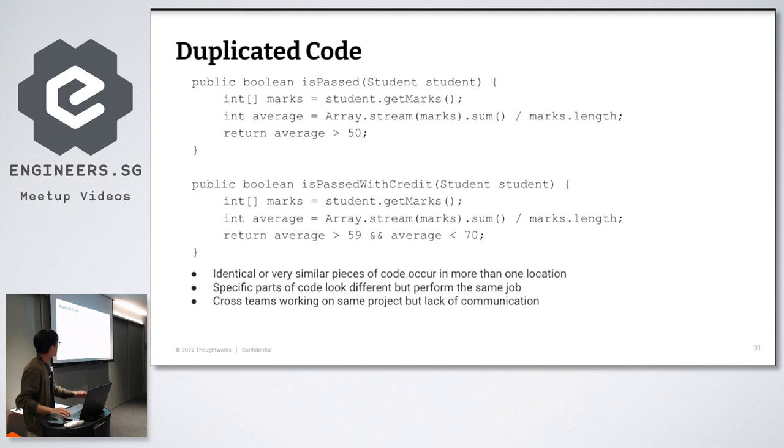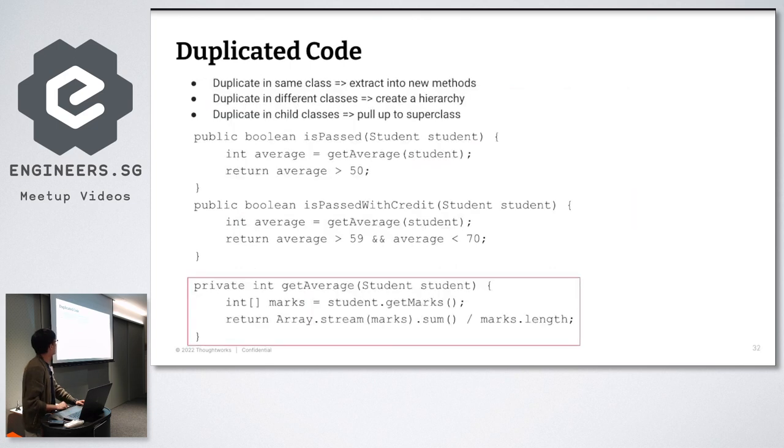So how can we refactor this kind of duplicated code? From here, this code and this code are duplicated. If there's a duplication in the same class, we can extract it into a new method. Or if the duplication is in different classes, we can create a class hierarchy. If the duplication occurs in some child classes, then we can pull it up into the parent class or superclass. So from the above example, we create another private method to calculate the average. Then we don't need to duplicate anywhere.